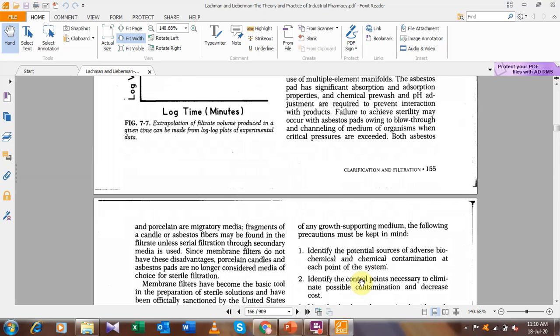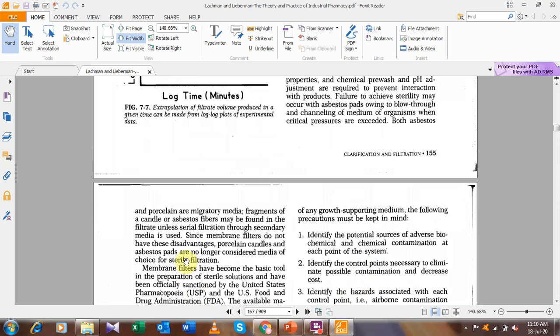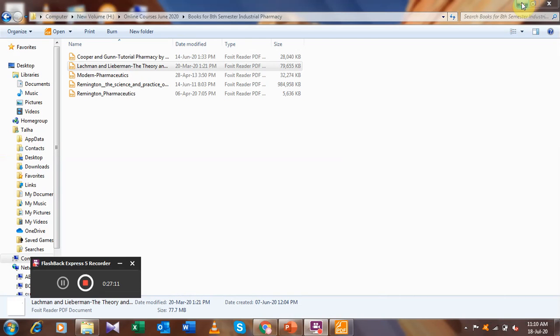And in this case, the membrane filters don't have these disadvantages, and that's why the porcelain candles and the asbestos pads are no longer considered media of choice for sterile filtration. And this is a little description of why we are not using asbestos as a filtration medium.